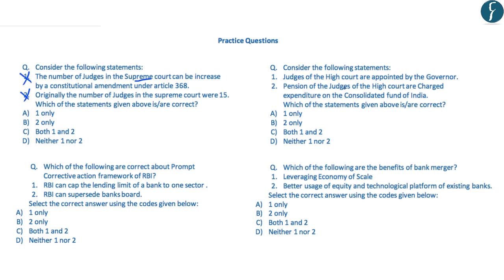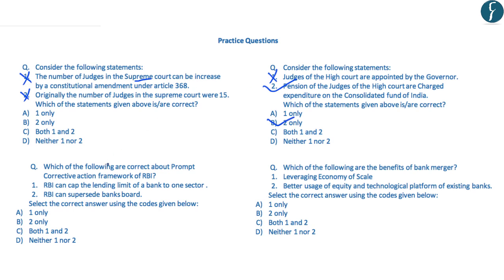The second question reads, consider the following statements. First is that judges of the High Court are appointed by the Governor, which is incorrect because the judges of the High Court are appointed by the President of India. The second statement reads, pension of the judges of the High Court are charged expenditure on the Consolidated Fund of India, which is correct. So here you should note that the salaries of the judges of the High Court are charged on the Consolidated Fund of the state. So in this light, the correct answer is B, that is 2 only.